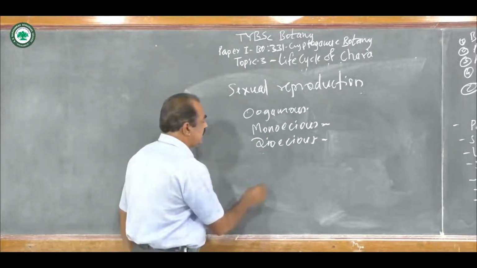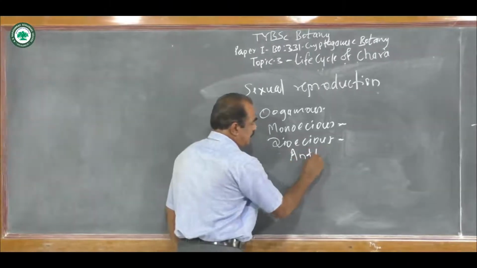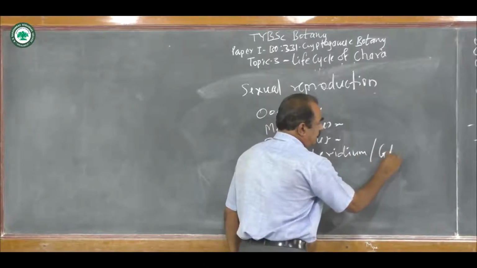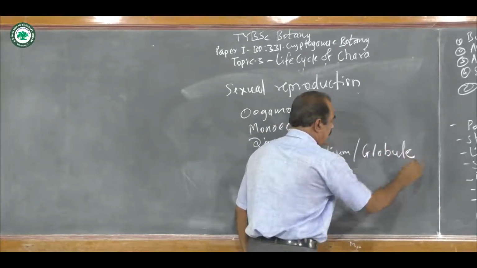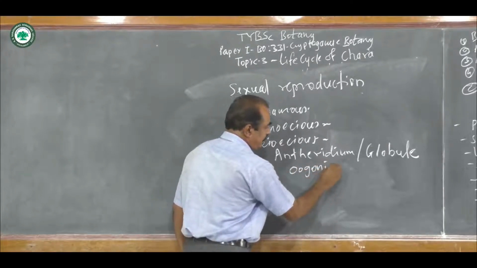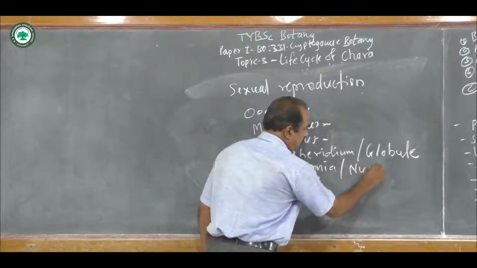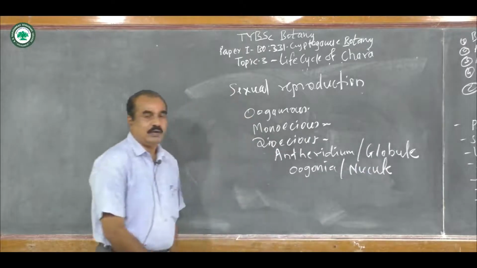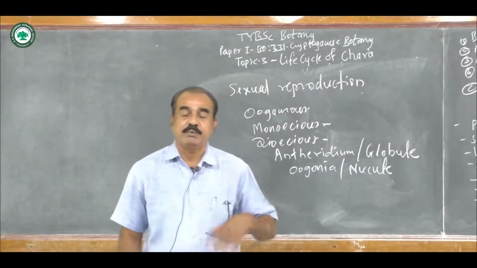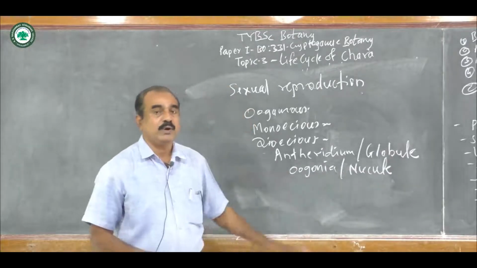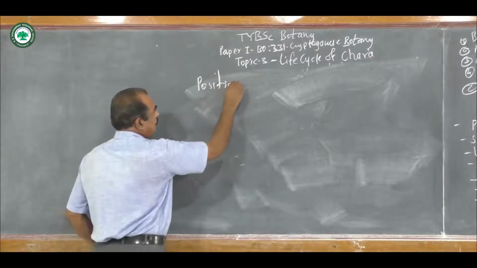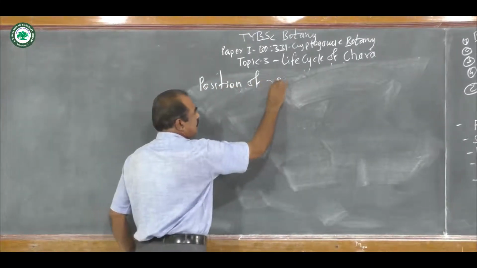Now here the male reproductive structure is called the antheridium or globule, while the female reproductive structure is called the oogonium or nucule. So this structure or position of this globule and nucule is specific and it is found only in the Chara. Now the position of reproductive structures.